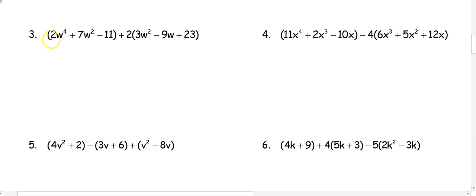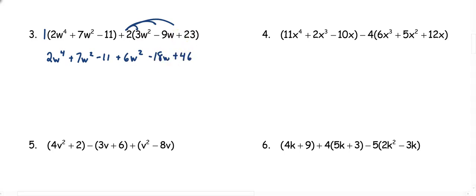Number 3, in front of the first exponent is just a 1, so everything stays the same: 2w to the fourth plus 7w squared minus 11. The second set of parentheses has a 2 in front of everything, so when I multiply, I get 6w squared minus 18w plus 46. So now I can combine my like terms.